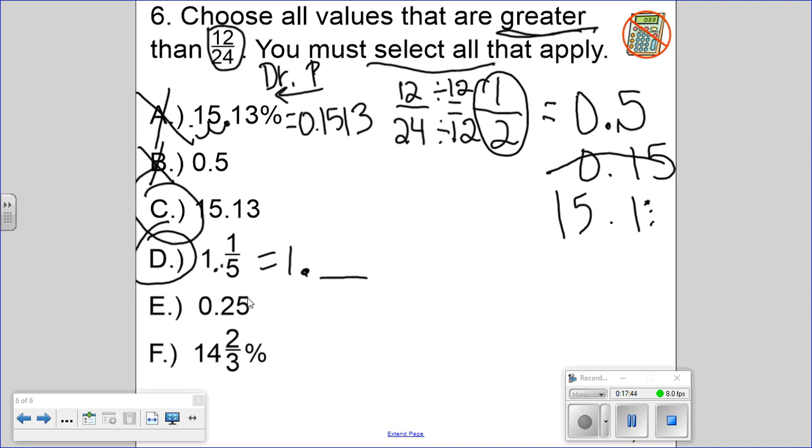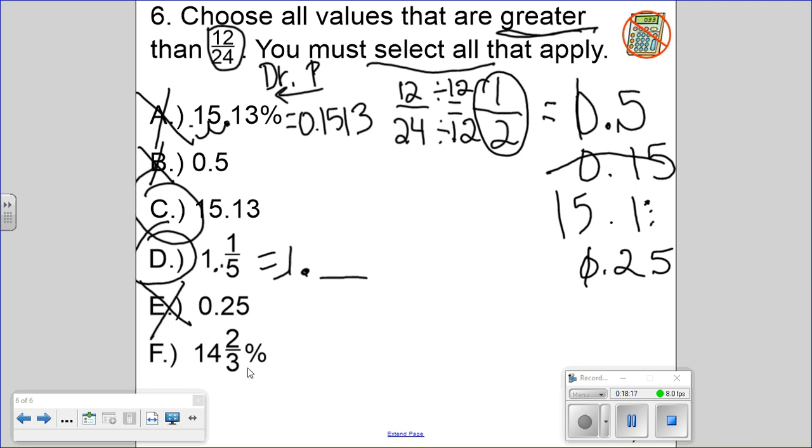Choice E says 0.25. Well, if I go over here to my list and I write 0.25 in line with the other numbers, I have a 2 in the tenths place. And when we compare place value, we always go left to right. So looking at my ones, it's a 0 here and a 0 here. So that's a tie. But when I go to my tenths place, I've got a 5 here and a 2 here. And we know 5 is greater than 2. So E cannot be greater than 0.5.